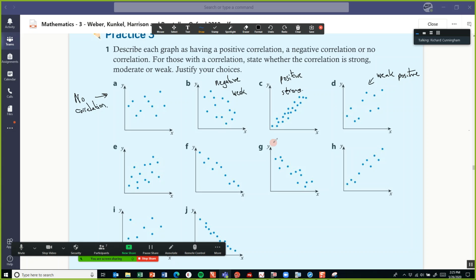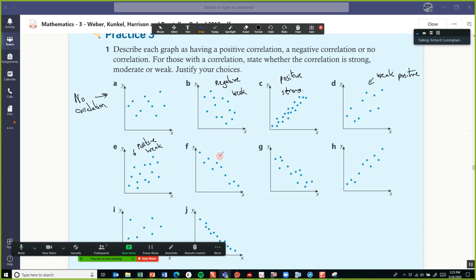And what about this one, Kai? Is there a correlation? Yeah, it's a little bit. Is it positive or negative first? It's positive. Would you say it's moderate, weak, or strong? Moderate. See again, it's kind of as weak as this one, really. This one's quite weak. I would say this one's quite weak as well, actually.